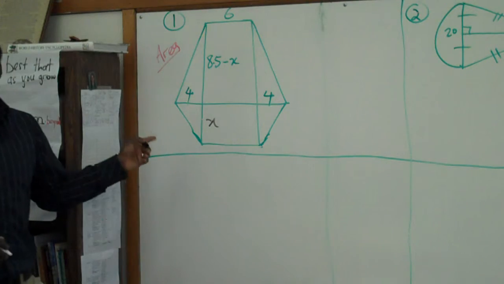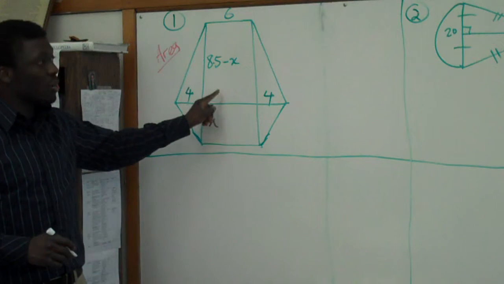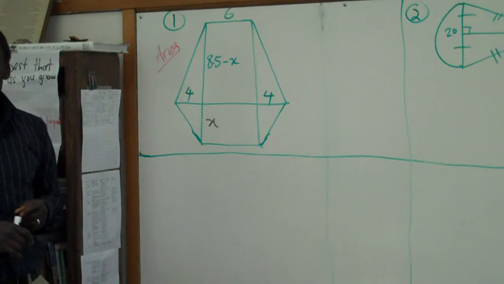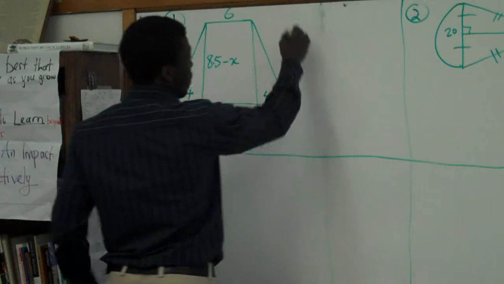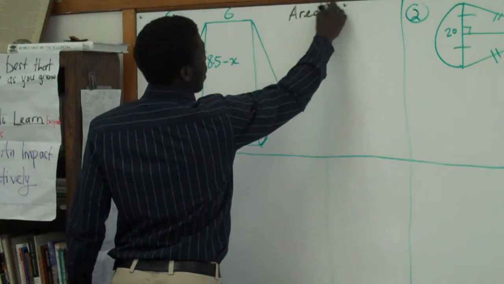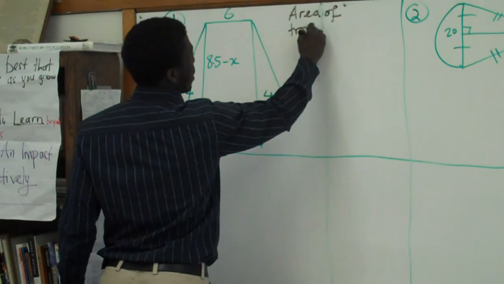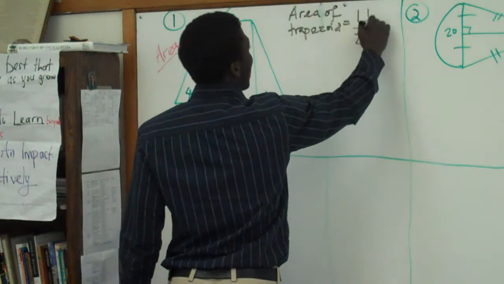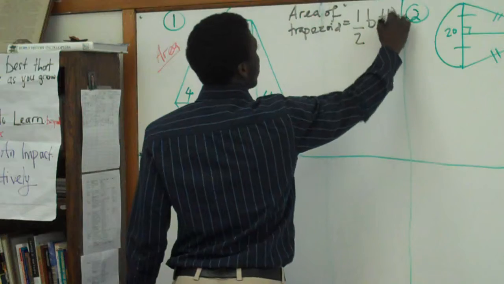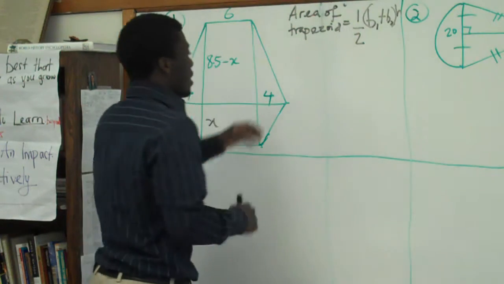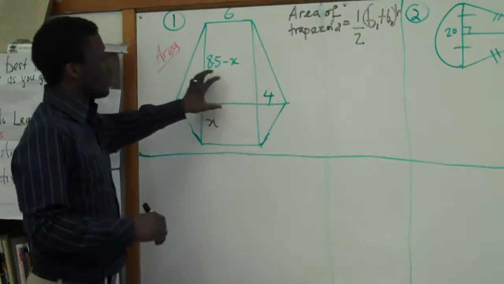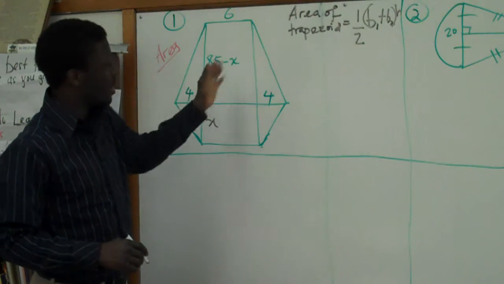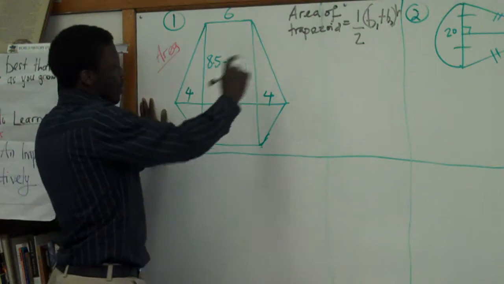In terms of x, if someone told you to solve this in terms of x, all you do is write out the area of a trapezoid. That's the first thing you need to know. Area of trapezoid is simply half base 1 plus base 2 times height. And so we take that equation and we plug in the numbers.